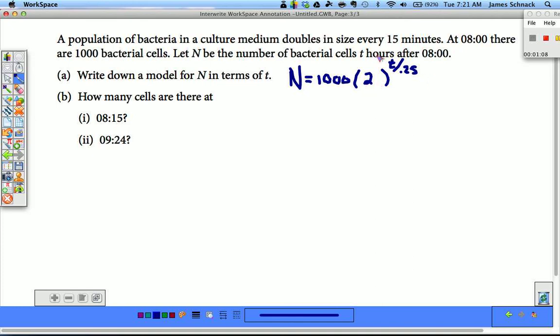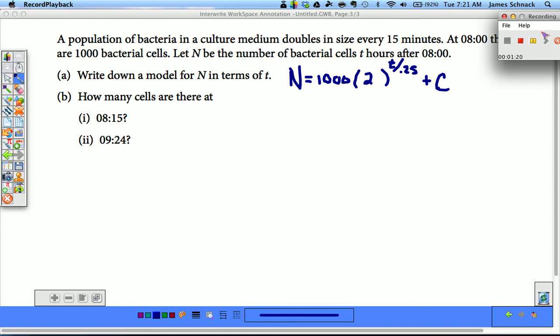And then plus some amount. Now, in this example, we don't have a value for c. I can eliminate that. Our asymptote is the x-axis.